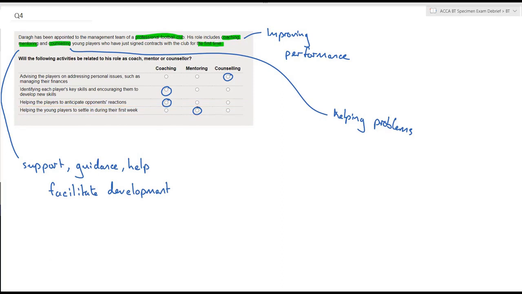I think that's a challenging question because there's four independent elements that you must get right to score the 2 marks.